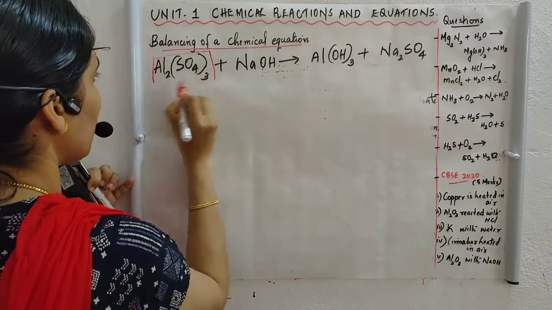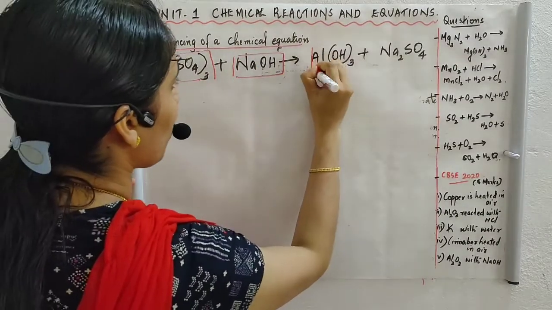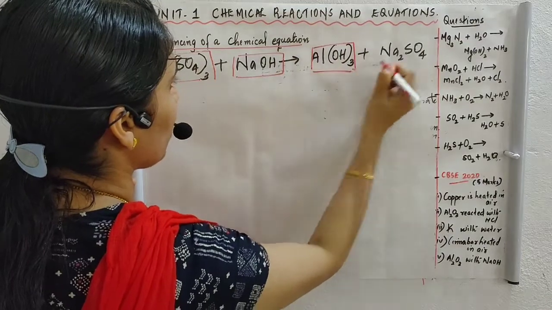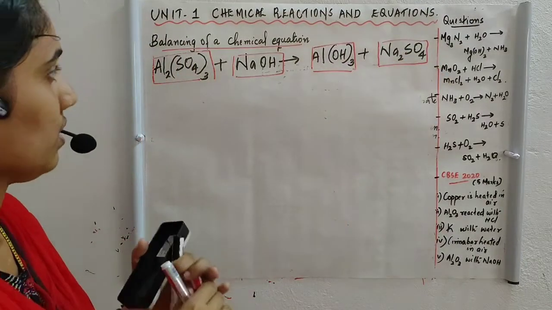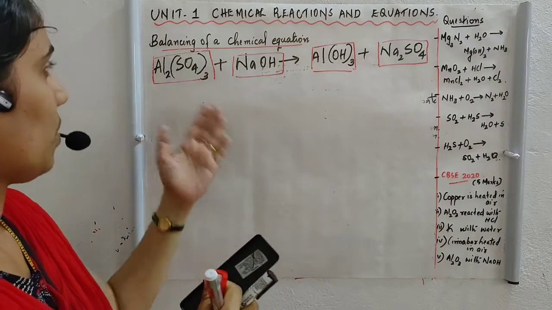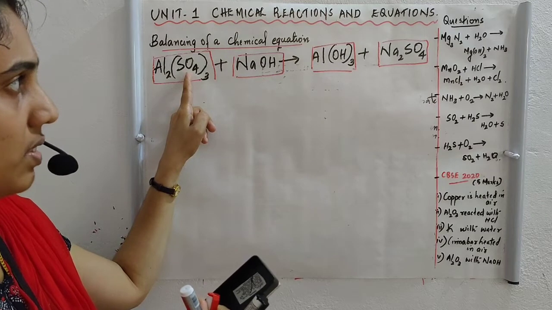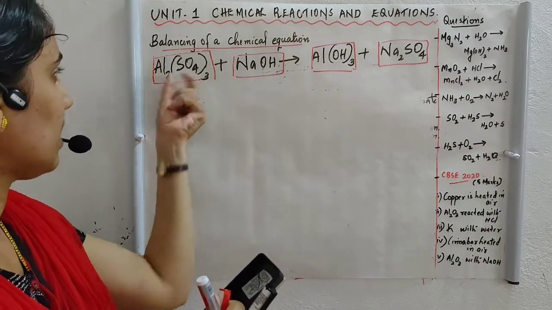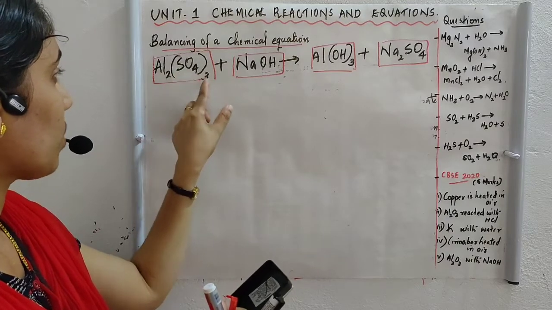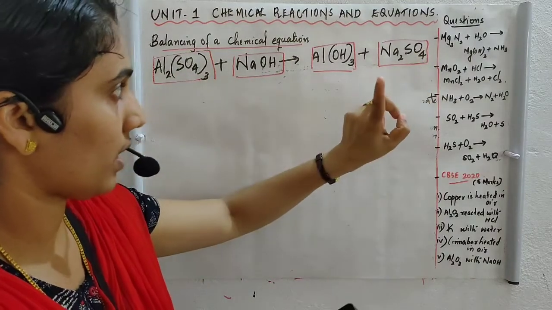Why? Because there is no provision to touch the formula. We have to put whole number coefficients in front of the formula only. So for this type of equation, consider the biggest formula, or any polyatomic ions that are common on both sides. In such a way also we can write. You can see in this equation SO4 appears 3 times on this side, and here SO4 only 1 time.